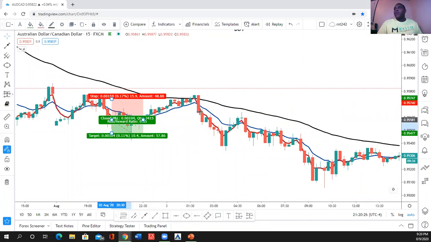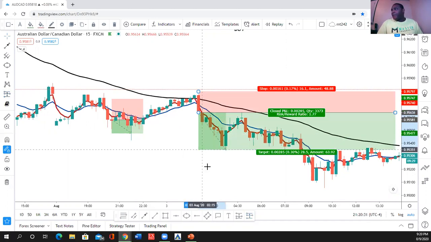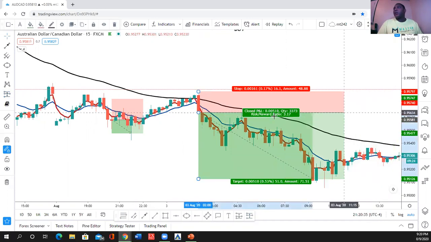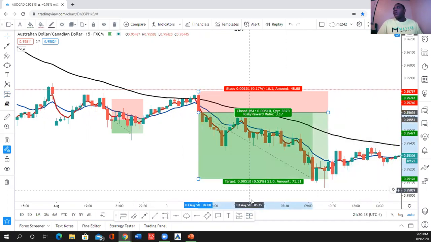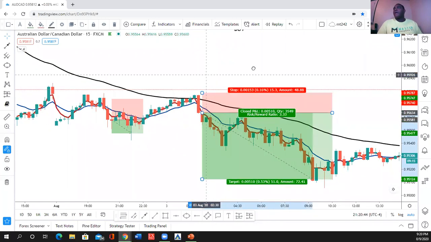This was another potential entry. We going down for 50, and you would have gotten 50 pips over here, 15 pips stop loss. That would have been my entry, 15 pips.